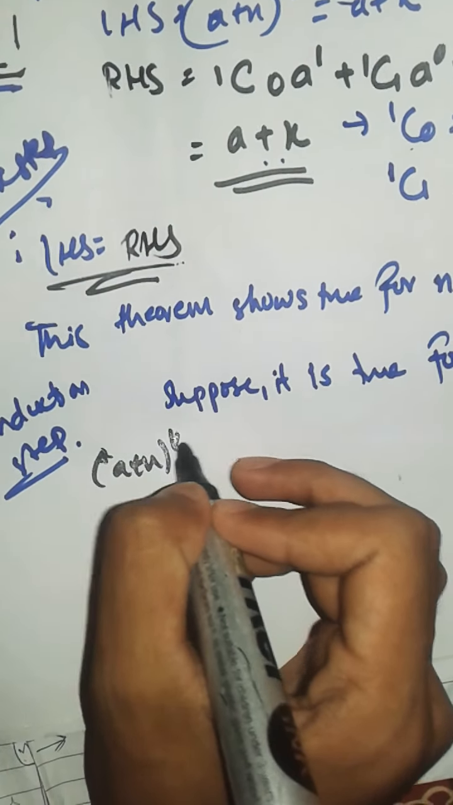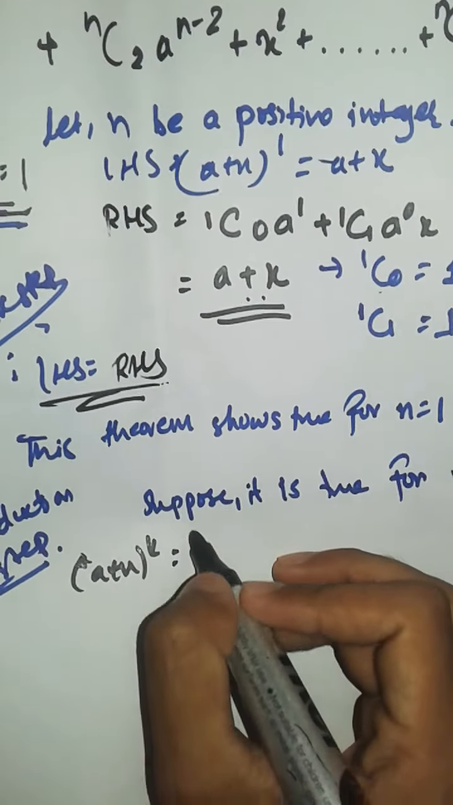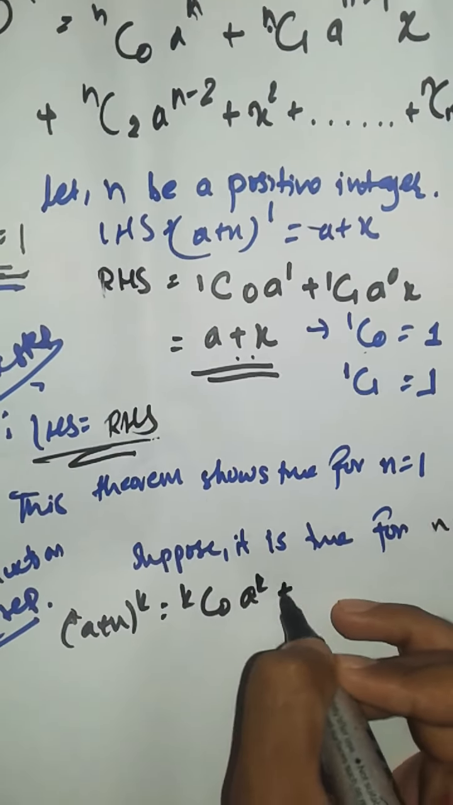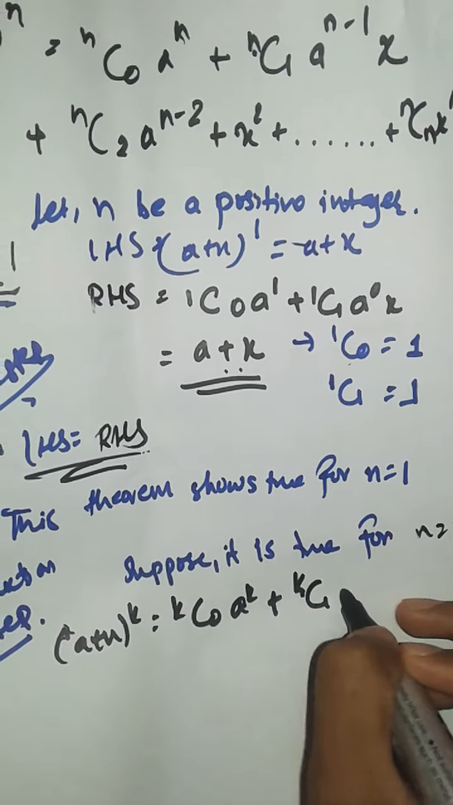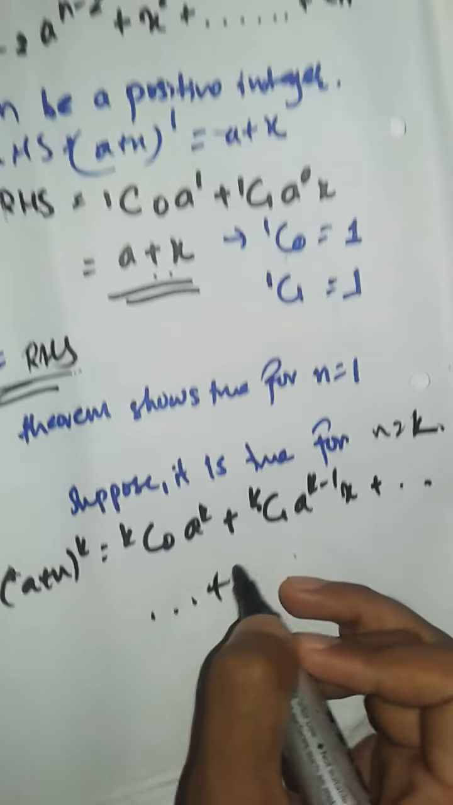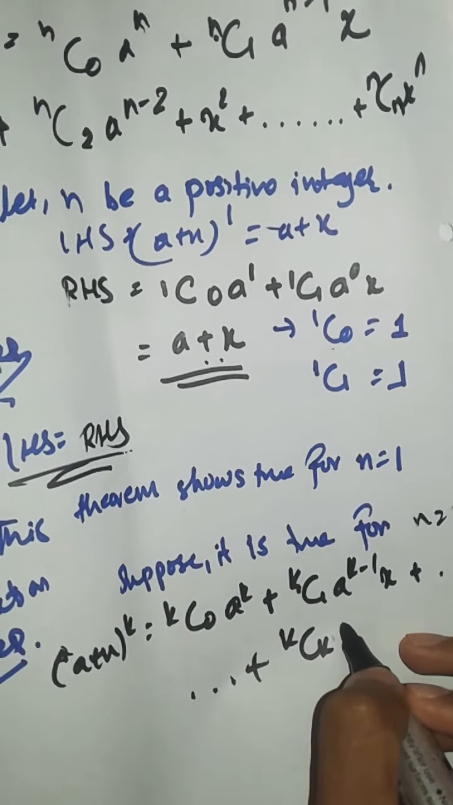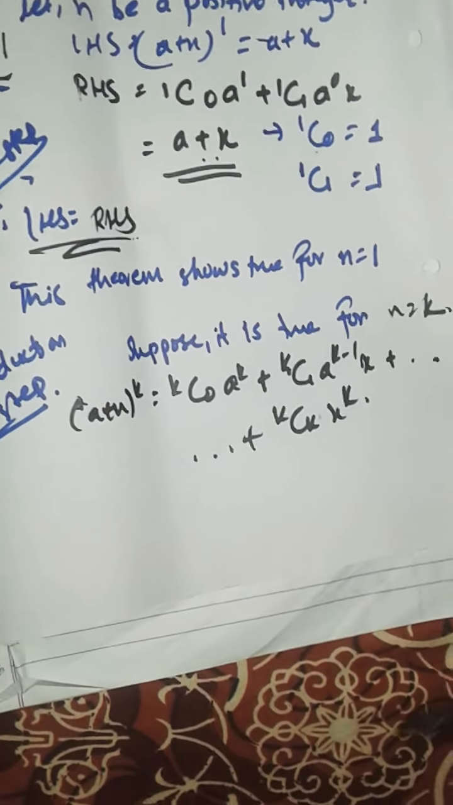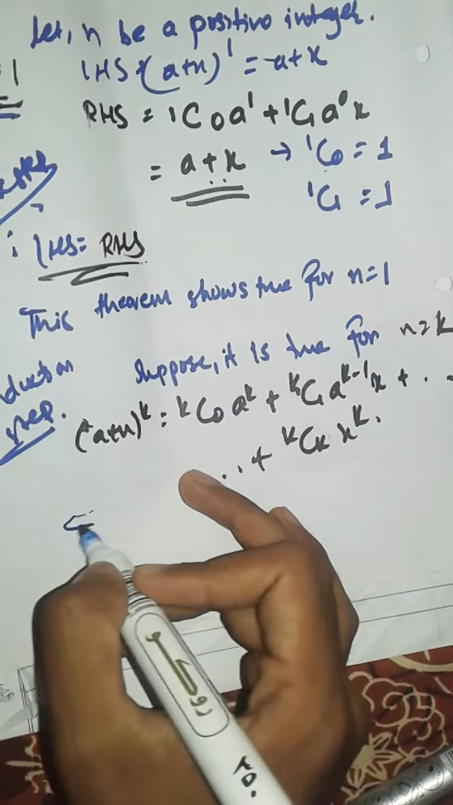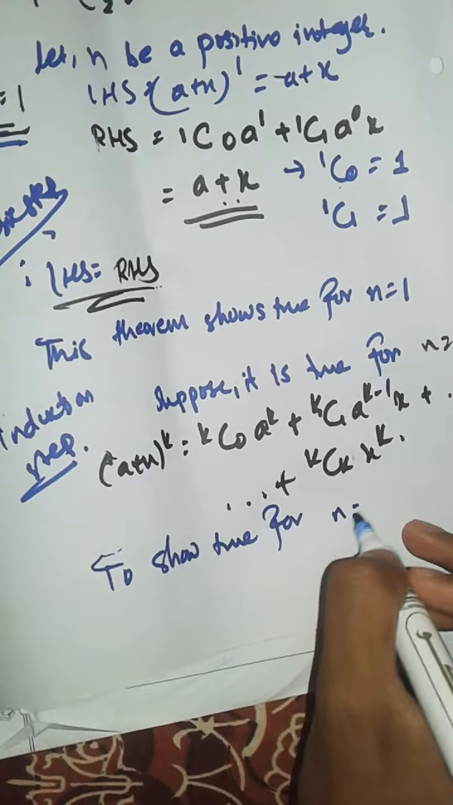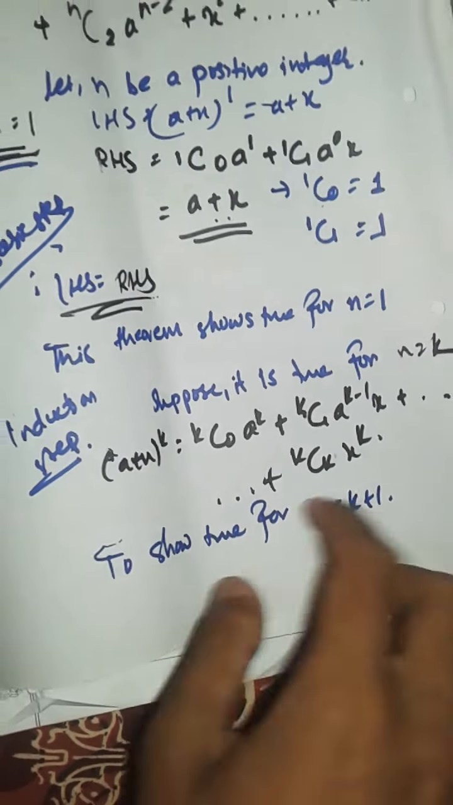That means if n equals k, then we can write (a + x)^k = kC0 a^k + kC1 a^(k-1) x, and similarly we'll go up to kCk x^k. After writing this, we still have to show it is true for n equals k + 1. Now we'll show it for k + 1.